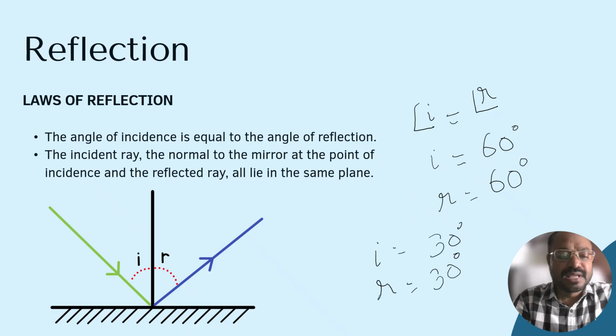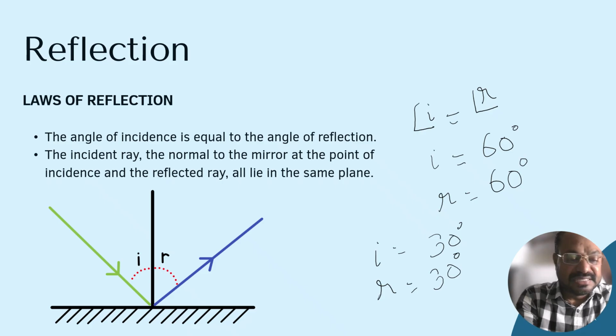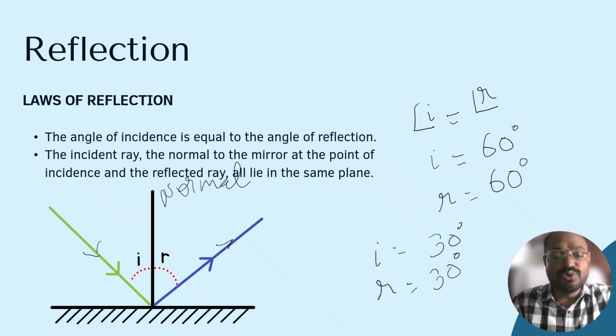Another example: if the angle of incidence is 30 degrees, the angle of reflection will also be 30 degrees. And the second law says that the incident ray, the reflected ray and the normal all lie in the same plane. So these are the two laws of reflection. The first law is that the angle of incidence is equal to the angle of reflection. The second law states that the incident ray, the normal to the mirror at the point of incidence, and the reflected ray all lie in the same plane.